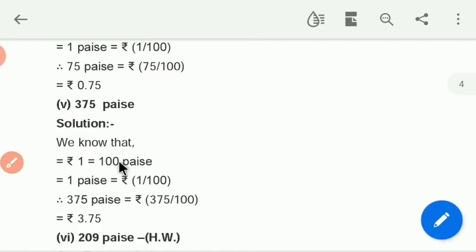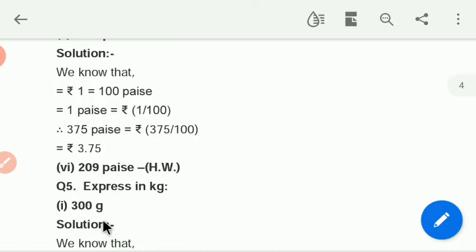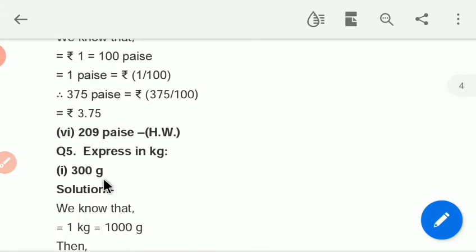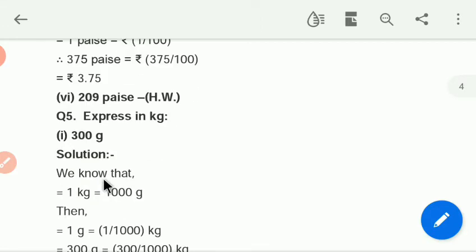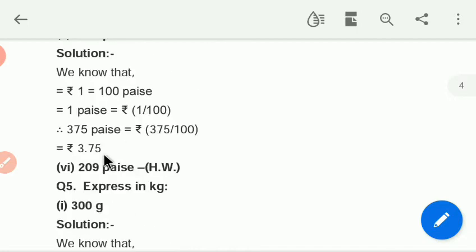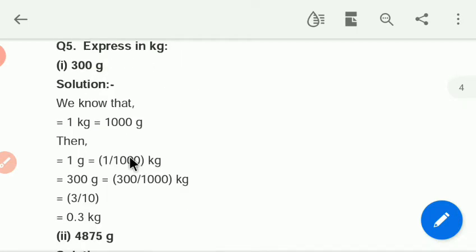Then last one, 375 paise. Again 1 paise is 1 upon 100. So 375 paise will be 375 by 100. Again you can see 2 zeros are there. It means from the back we have to put the decimal after 2 numbers. So 1, 2. It will be 3.75. Same as question number 5, you have to solve the 6th question. Now question number 5, express in kg. It is given in gram, you have to change into kilogram. So first we will see the conversion unit. We know that 1 kg is equal to 1000 gram.